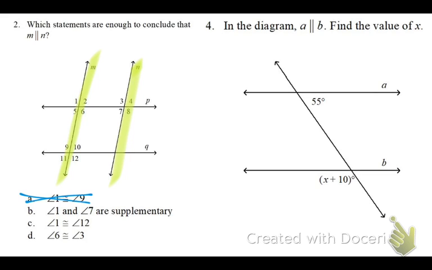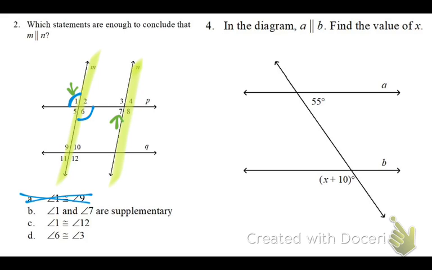Okay? 1 and 7 are supplementary, so we can look at that. So what you would do is decide if they would be supplementary, if these were parallel. If these were parallel, what would 1 be congruent to? One would be congruent to, someone said it, 6. What else would it be congruent to?